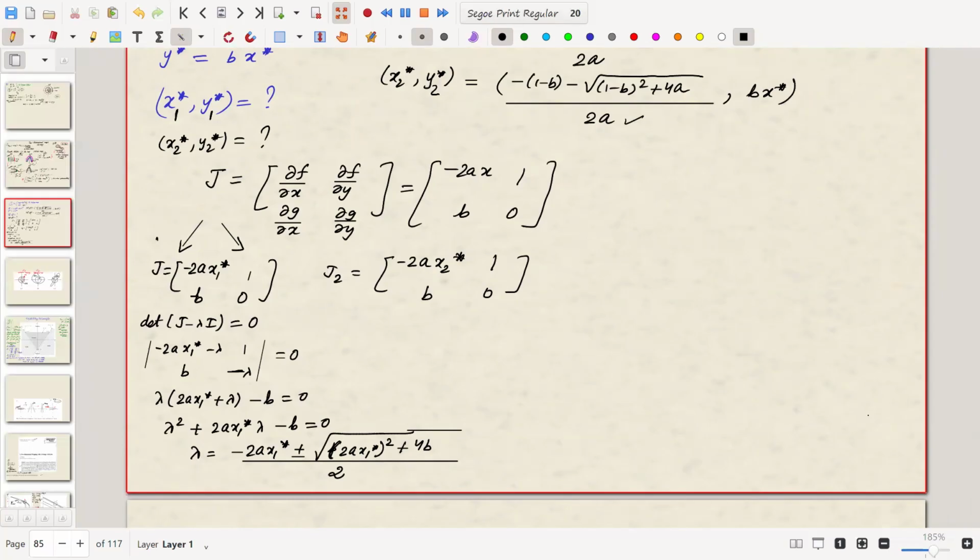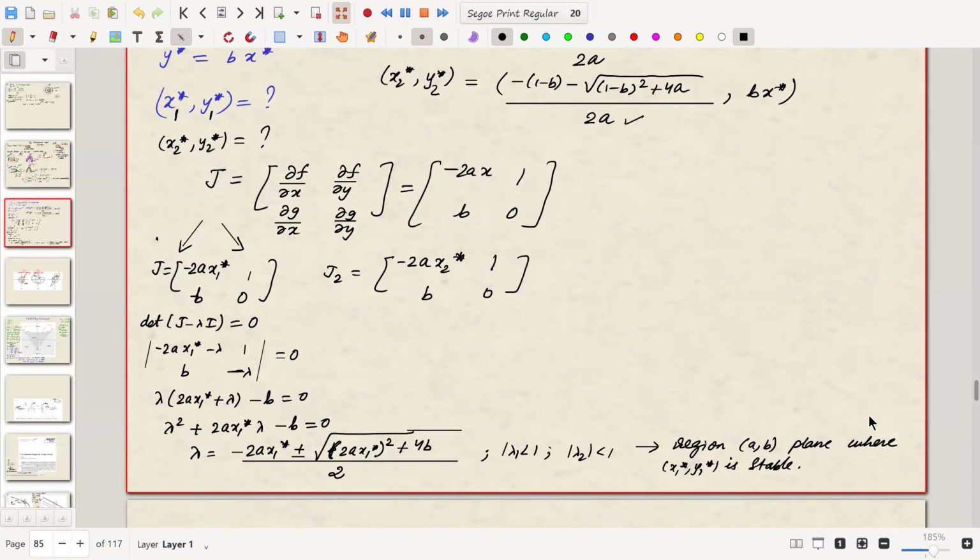This is the assignment for the next class. You got lambda, so you will have two eigenvalues. Put lambda 1 less than 1 and lambda 2 less than 1 to find the region in the AB plane where x1 star, y1 star is stable. You can get this region, no?